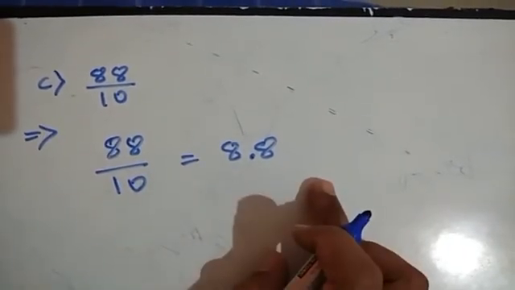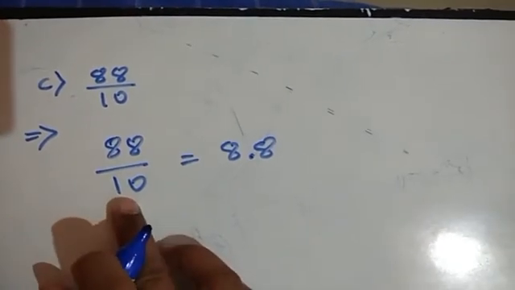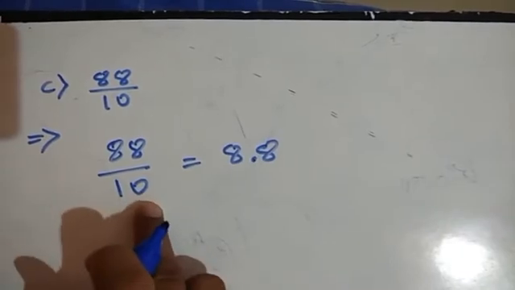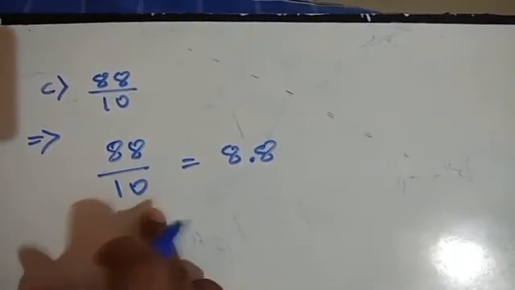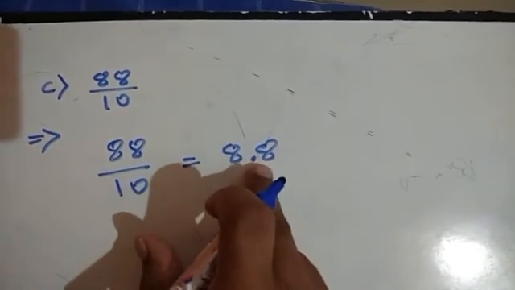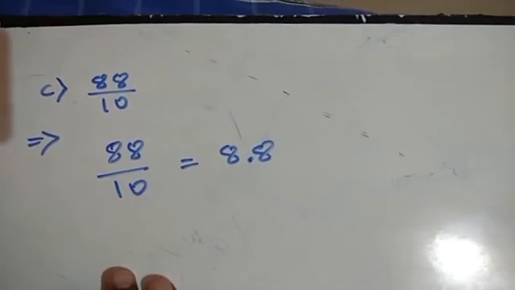Now this can happen only if denominators are powers of ten. Means for example, if denominator is 10 or 100 or 1000, 10,000, 1 lakh. In such cases directly we can put decimal point in this way. If 1 zero, before 1 digit decimal point. If 2 zeros we have here, before 2 digit decimal point. That much only. I hope you understood this.